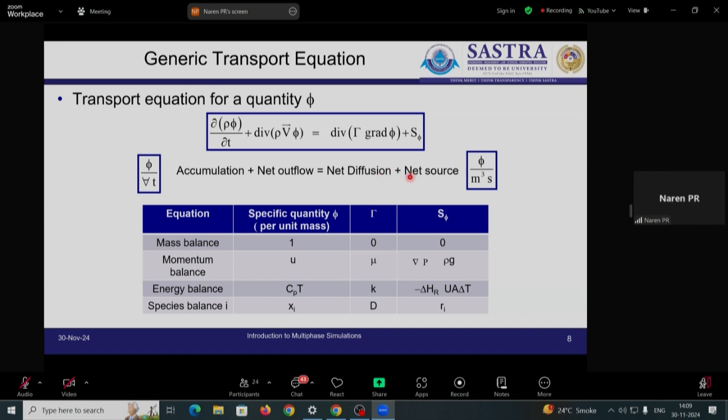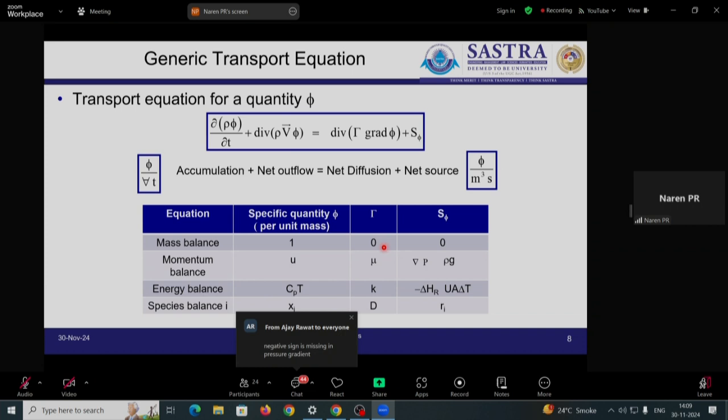Now I have written the word net here. The word net denotes output minus input. So when I say net outflow, it is outflow minus inflow. I'm saying net diffusion because diffusion can occur both at the inlet and the outlet, so this is out minus in. Similarly for the source term. And all these terms are usually per unit volume per unit time.